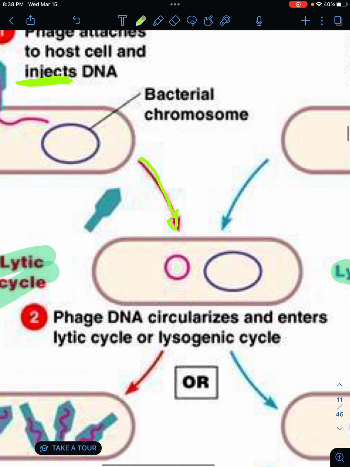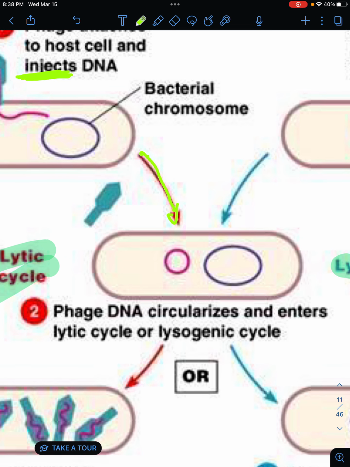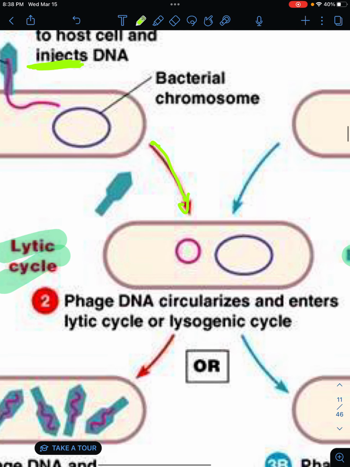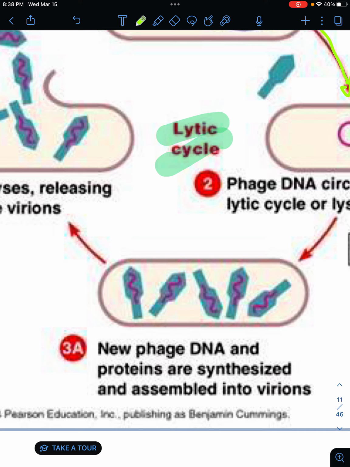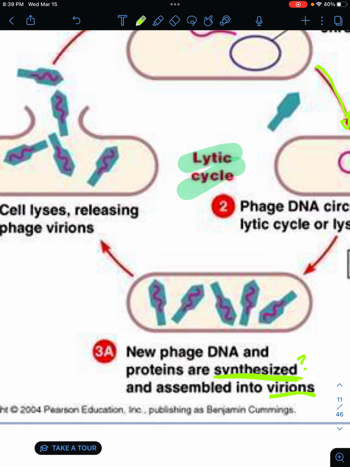So we have 2 different pieces of DNA. We're going to follow the lytic cycle first, okay? At this point, we can go either way. We're going with the red. Okay, so new DNA and proteins are synthesized and assembled into virions. So it's synthesized and replicated. All this stuff is synthesized. Remember, that was part of it, right? Using all of the cell's machinery to synthesize their proteins.